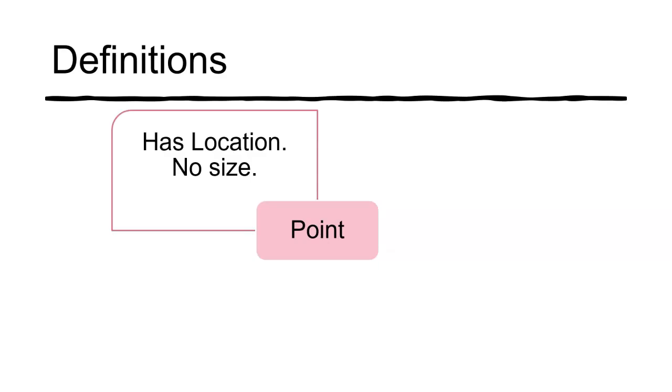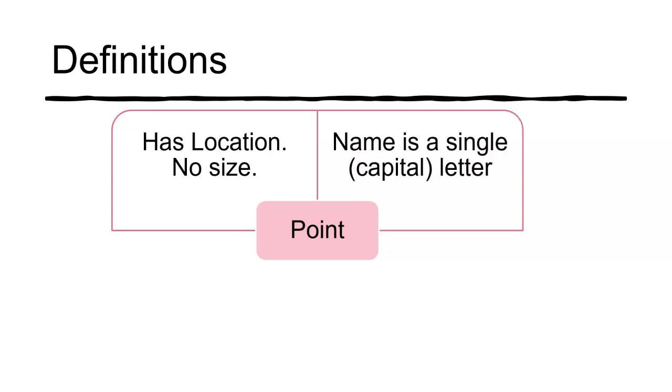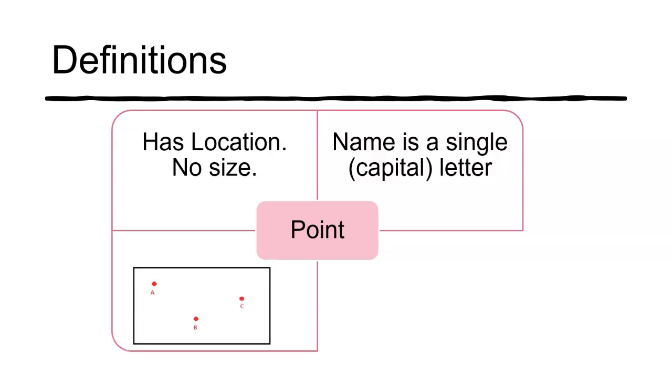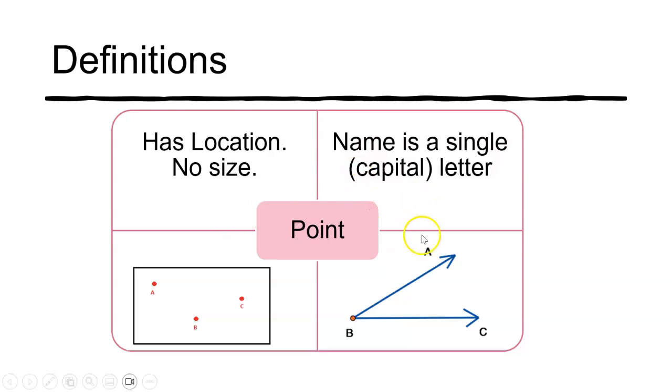So I said Euclid wanted to start with some definitions and then see what he could build from there. The first definition, he said, okay, I'm going to have something that's called a point. A point has location but no size. So the way I would name a point is with a single capital letter. These are some pictures of points. This is point A, point B, and point C. I want to point out that a point doesn't have to be pointy. This is actually a picture of an angle. A, B, C would be the angle, or C, B, A would be the angle. But the point would just be that location. That B would be a point.